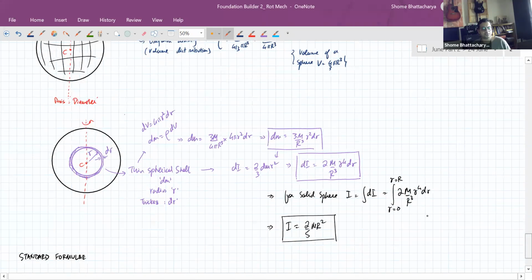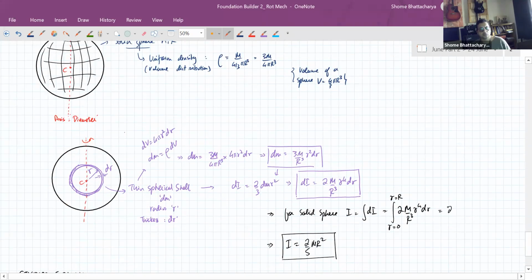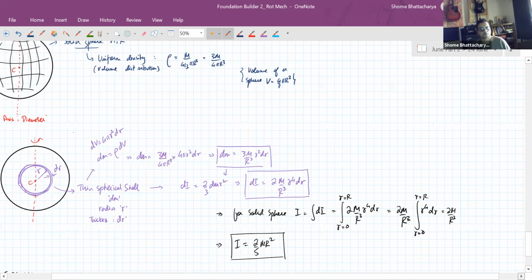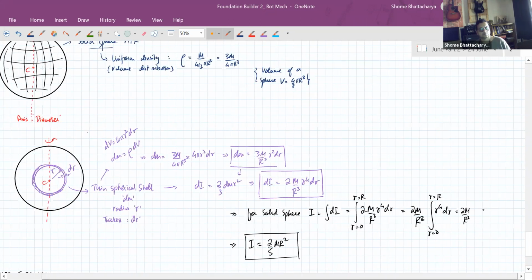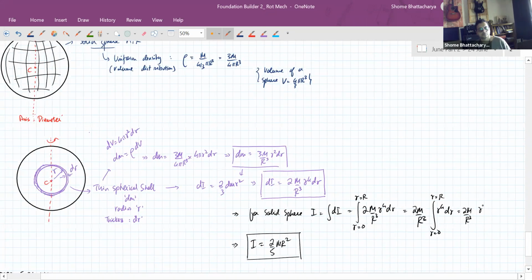So hope you have worked out the steps of this integration also. Just write it out. 2M by capital R cube comes outside. That's how you'll get this finally.